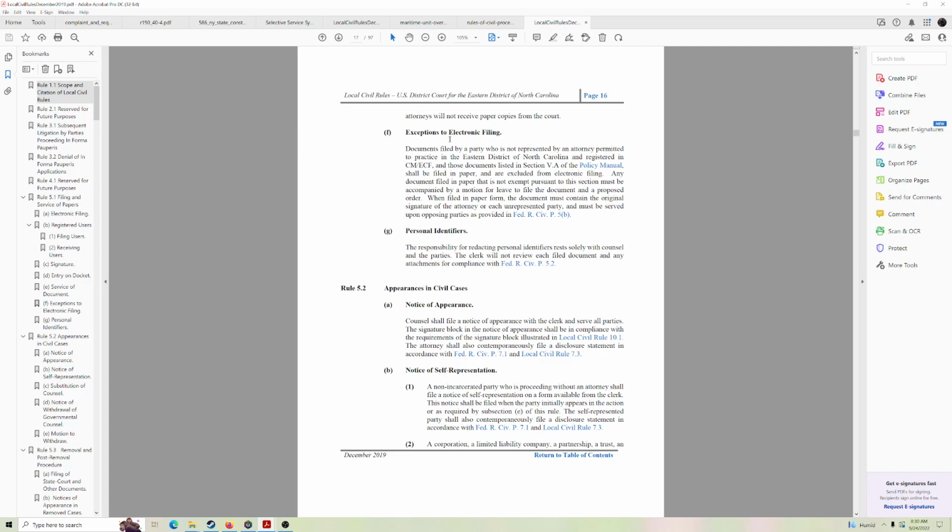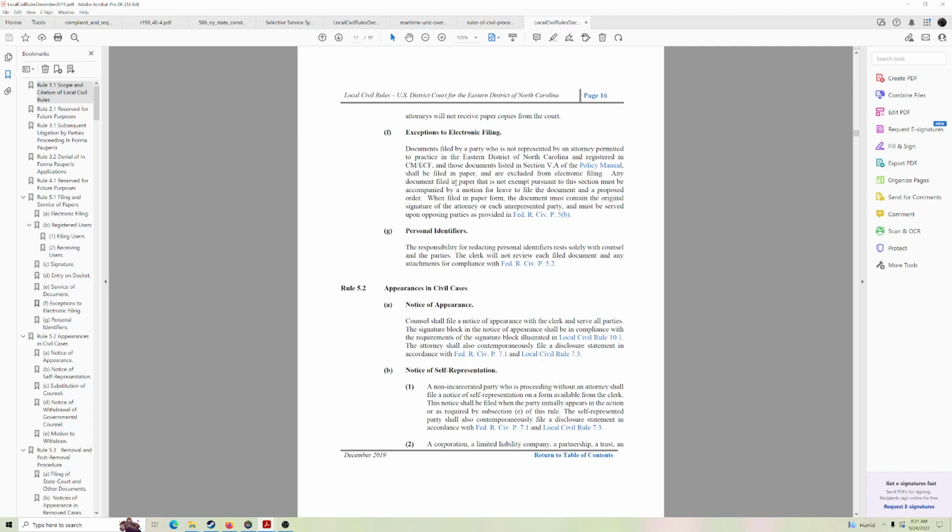F. Exceptions to electronic filing. Documents filed by a party who is not represented by an attorney permitted to practice in the Eastern District of North Carolina and registered in CM/ECF, and those documents listed in Section V.A of the Policy Manual, shall be filed in paper and are excluded from electronic filing.